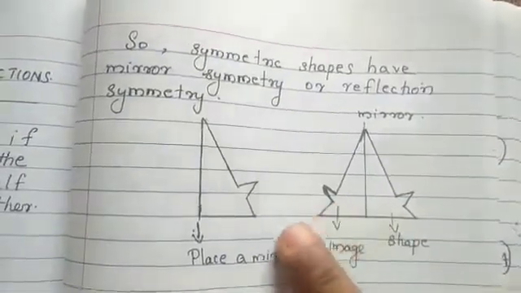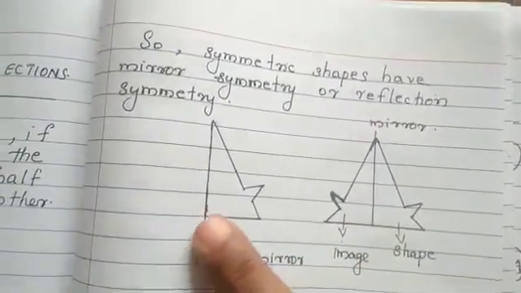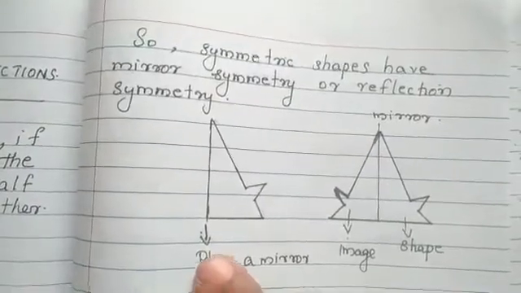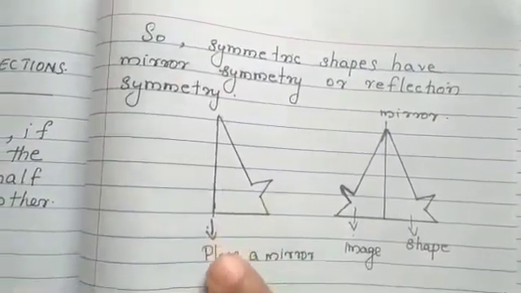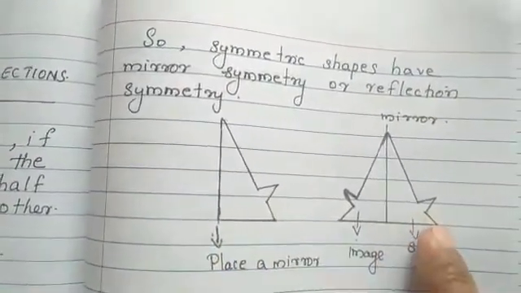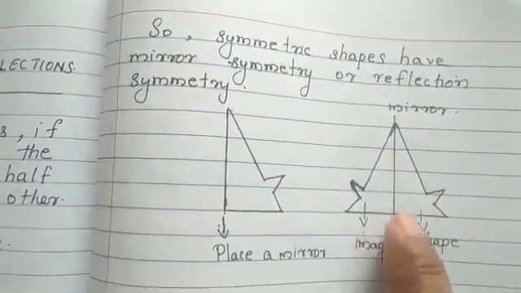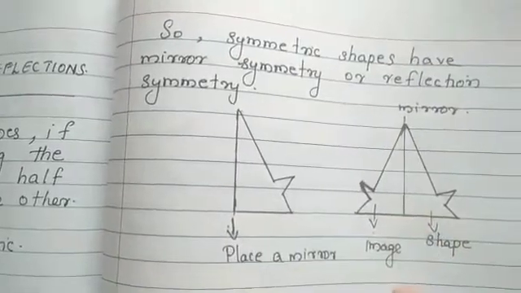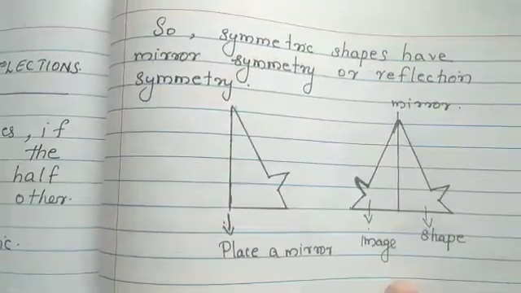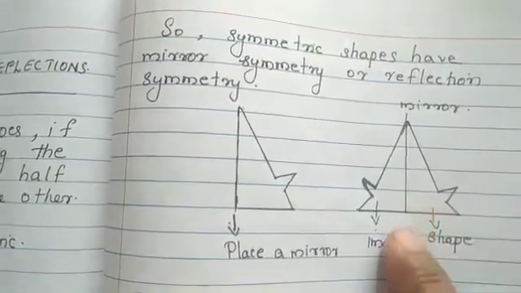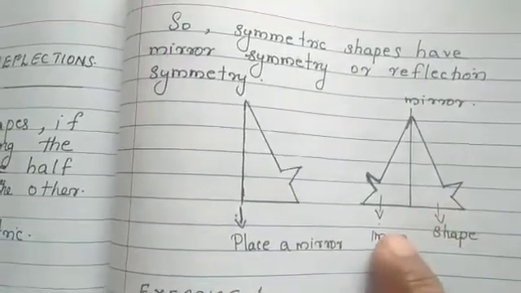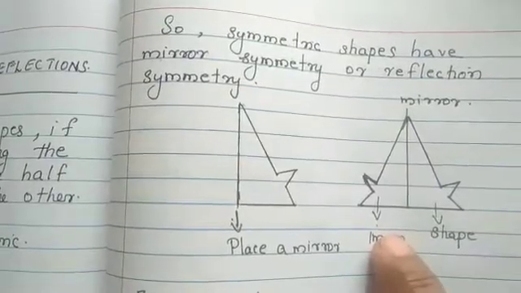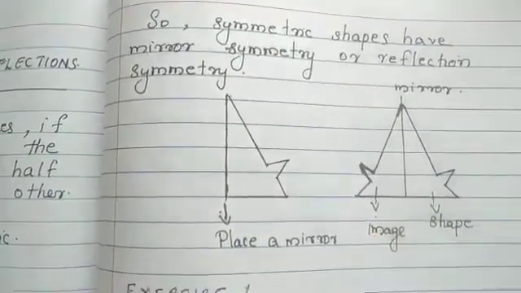Here one figure is here. Suppose here we placed a mirror. A half of the figure is here. We place a mirror. Then we can observe the other half on the mirror. Then this line will act as a line of symmetry. Line of symmetry, and this shape has the same image if we place a mirror along the line of symmetry. Okay.